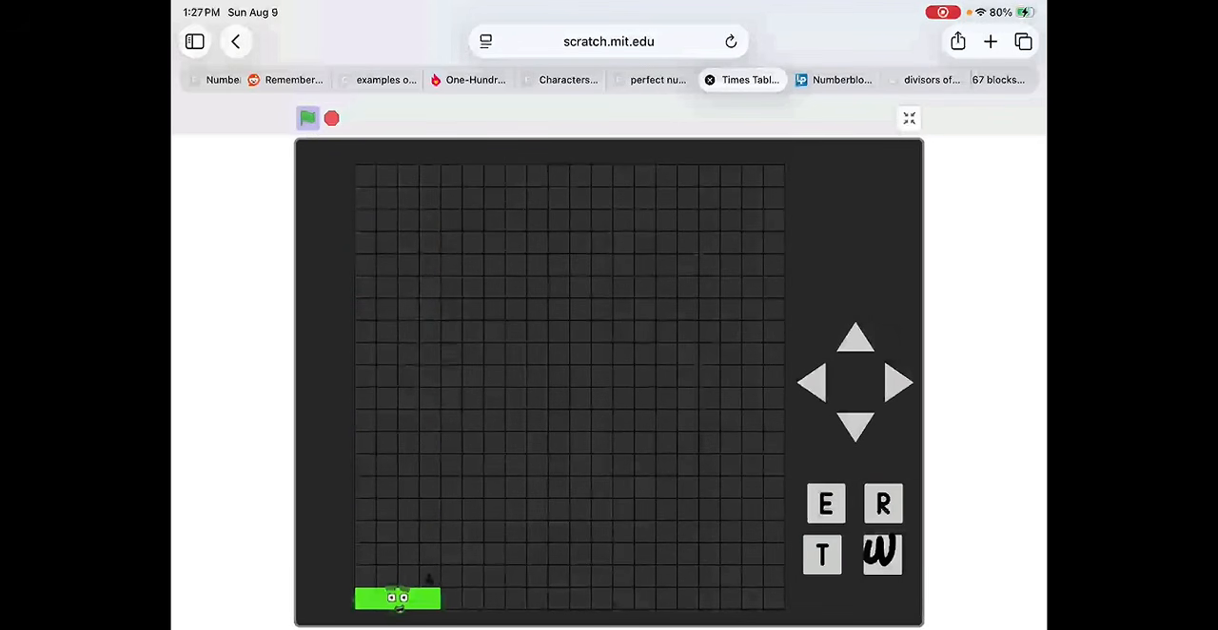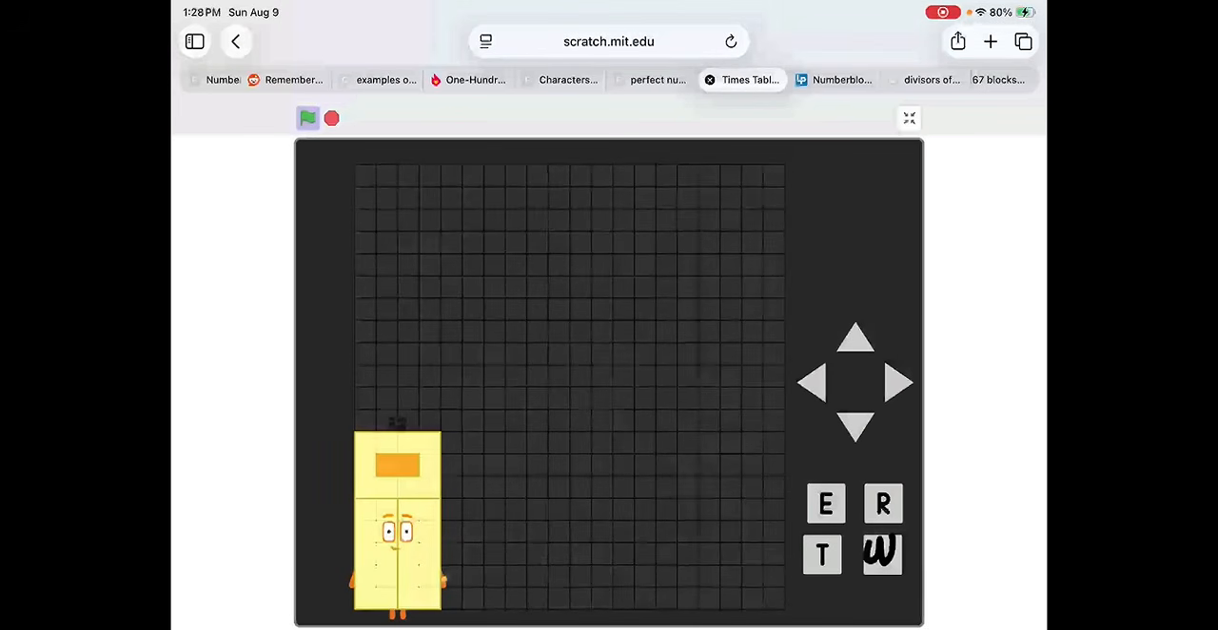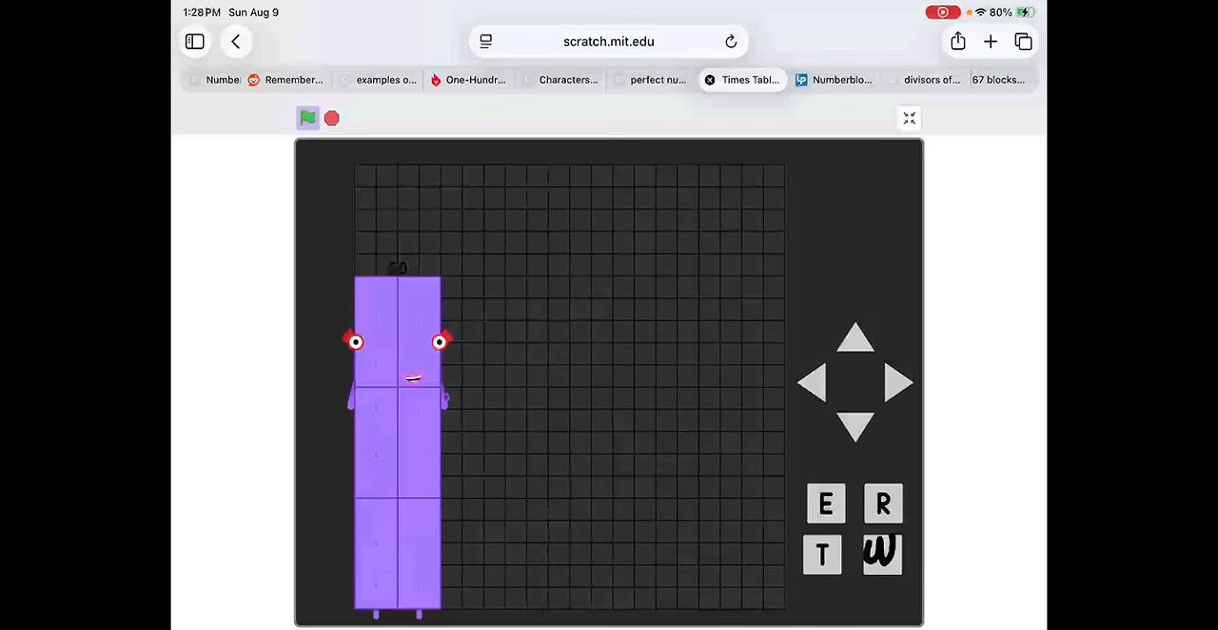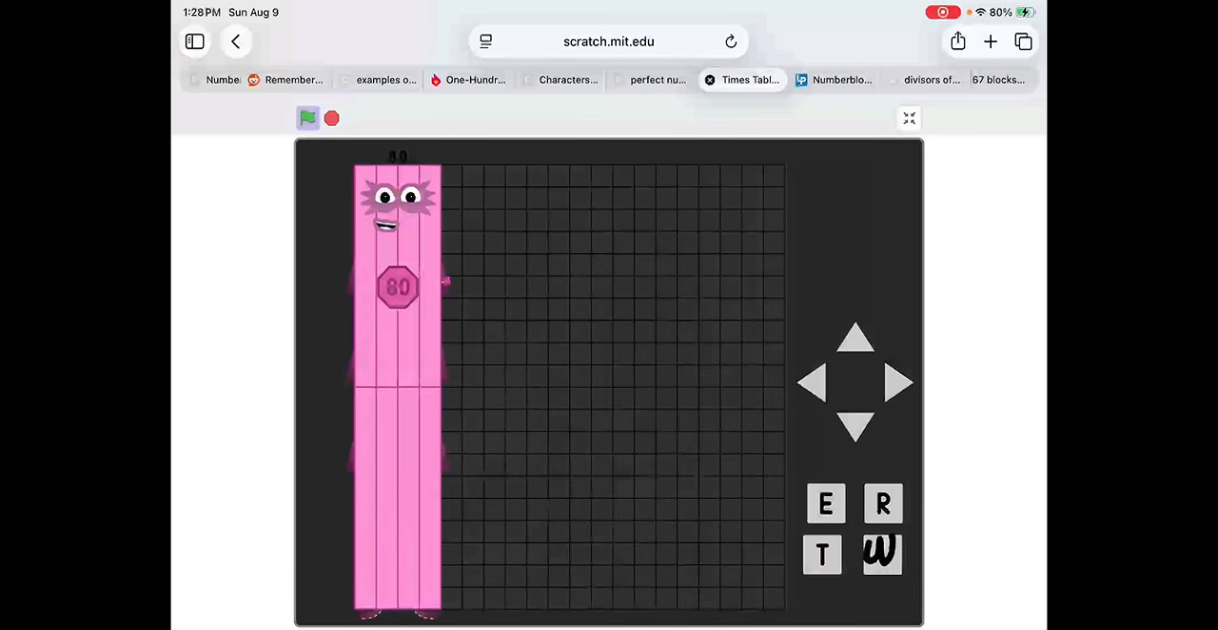Next is the 4 times table. 4, 8, 12, 16, 20, 24, 28, 32, 36, 40, 44, 48, 52, 56, 60, 64, 68, 72, 76, 80.